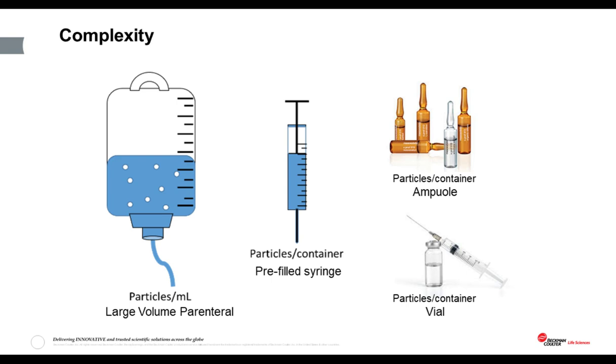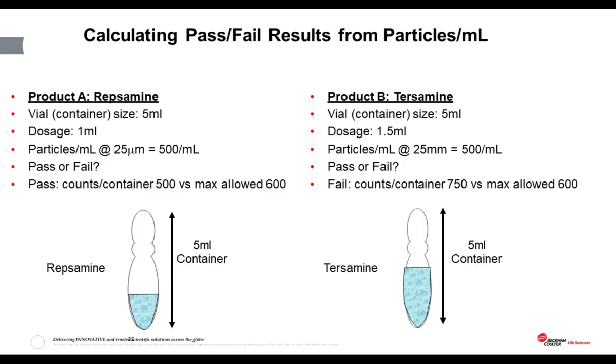Now, results must be calculated and expressed in the correct format, e.g. for small volume parenterals, it's counts per container. For large parenterals like drip bags, it's counts per milliliter. So the way the results are expressed depends on the type of product you're testing. Particle counters just do a measurement and deliver particle counts per milliliter. That leaves the operator then to calculate the number of particles per container or per milliliter. And of course, that manual calculation and interpretation of the results can invite opportunities for human error to creep in.